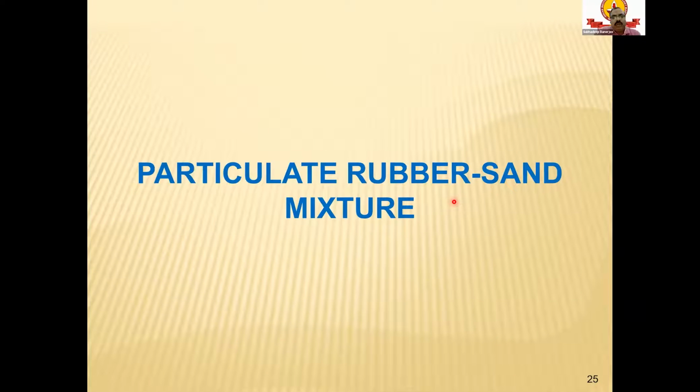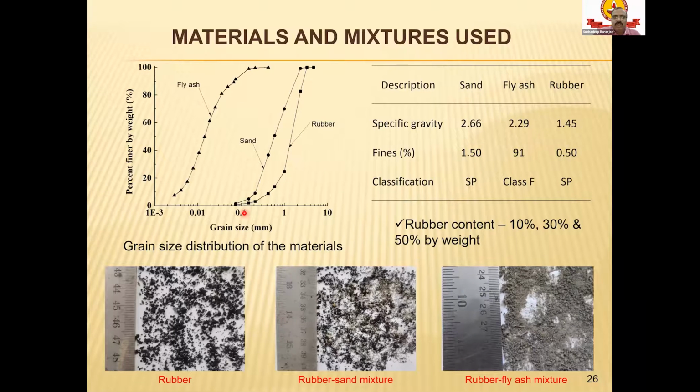So now I go to the final part of my lecture, the particulate rubber sand mixture. With cement and clay, we got quite satisfactory results. So now, what if you have a coarser material like a particulate rubber sand mixture? The material is more or less uniformly graded, as you can see. We have tested with fly ash also, but I am not showing the fly ash results at this point. Here it's more like rubber and sand.